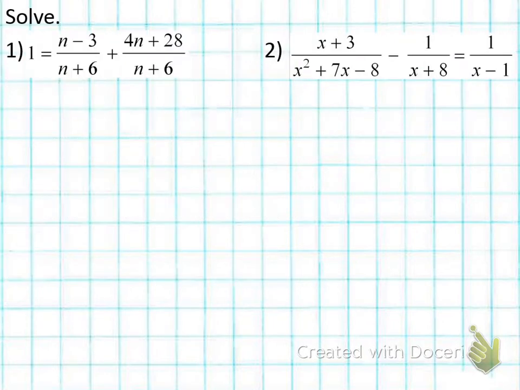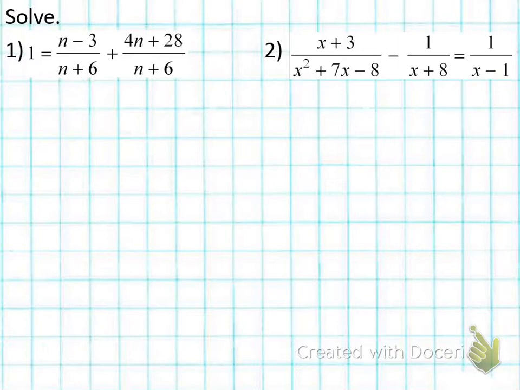Here we go, number 1 and 2. Just watch right now. I'll give you a chance to write, there will be plenty of time, okay? I'd rather you watch and then you write later, okay? So on number 1, we have 1 is equal to n minus 3 over n plus 6 plus 4n plus 28 over n plus 6.